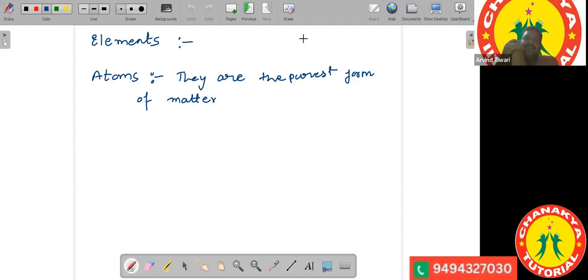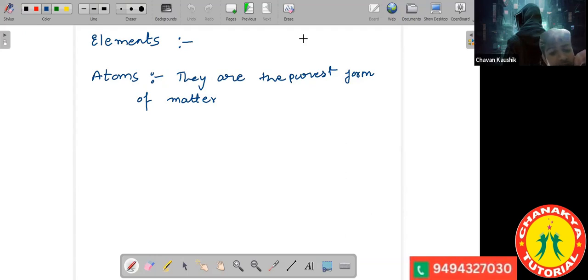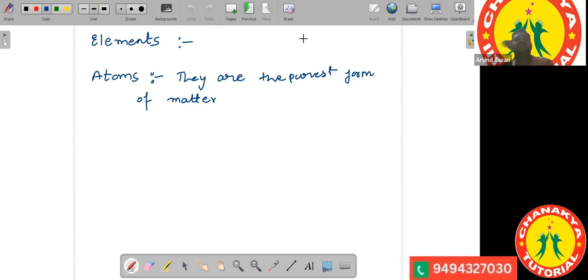If you find an independent electron, its life is very short. It will decay in seconds or nanoseconds. So that is why we do not consider them to be independent particles. Independent particles are the atoms, which can exist independently. So atoms are the purest form of matter. They can exist independently and they cannot be broken down further. So we found that there are different types of atoms out there.